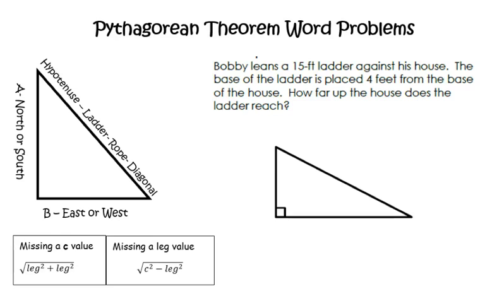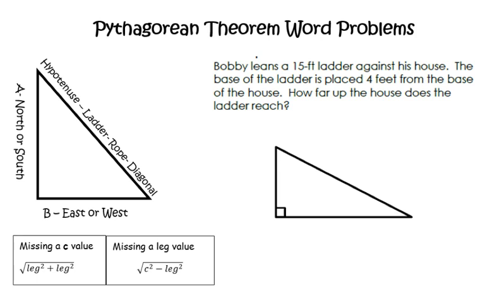This video is for Pythagorean theorem word problems. So the problem on the front of this foldable says Bobby leans a 15-foot ladder against his house. The base of the ladder is placed 4 feet from the base of the house. How far up the house does the ladder reach?